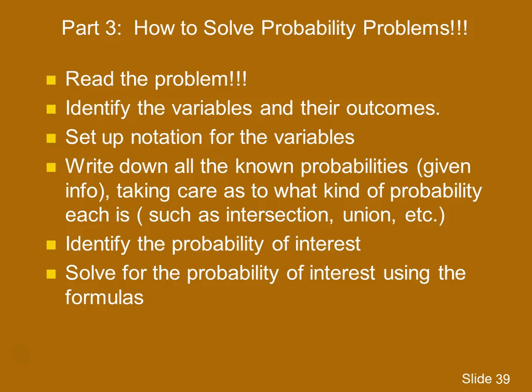Now, at this point, one of two things usually happens. Hopefully, most of the time, you can solve for the probability of interest by simply using the formulas that we've developed here, what I call the plug and chug method. The problem might give you certain probabilities, then you can simply plug them in the formulas and get the probability that you're looking for.